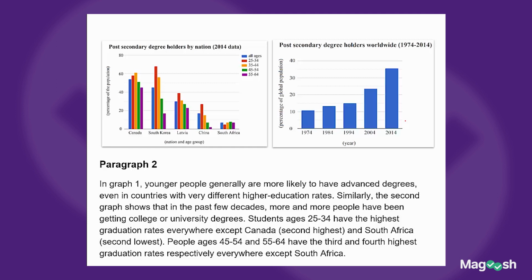Similarly, the second graph shows that in the past few decades, looking at the last decades on the chart, more and more people have been getting college or university degrees. So what we've done in this first part is consolidate some trends and data between the two charts. If we say younger people have more post-secondary degrees, that also aligns with the idea that more people generally in recent years have been graduating from college or universities after high school, okay?